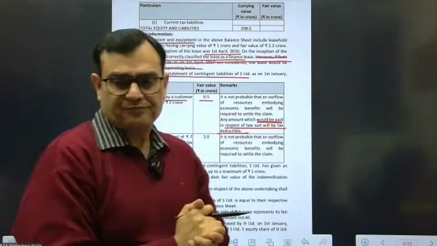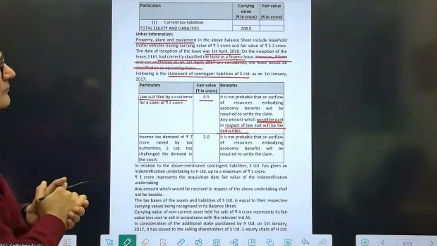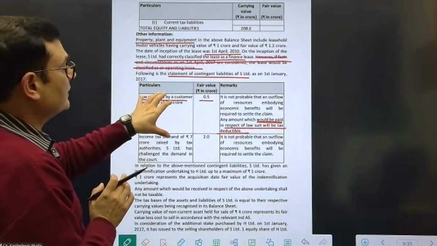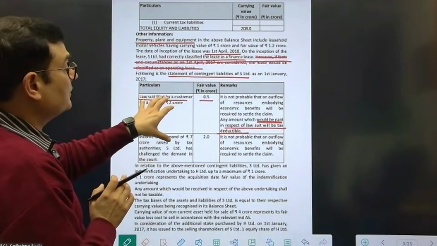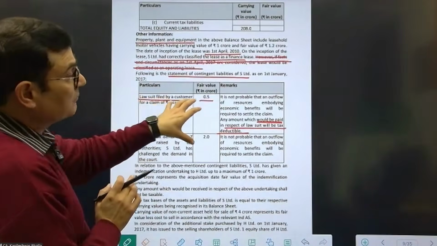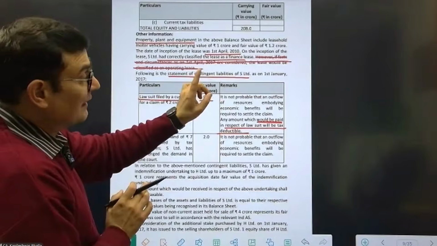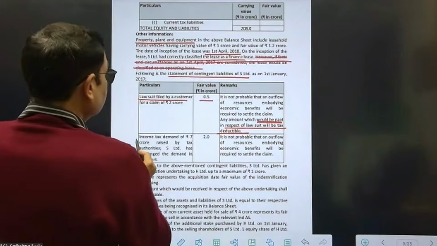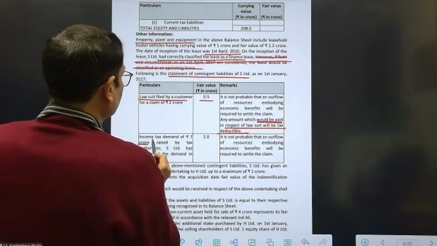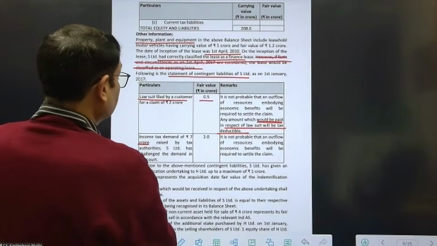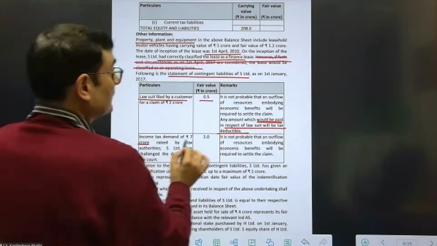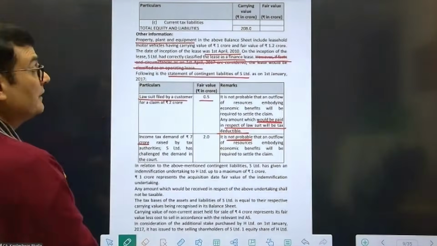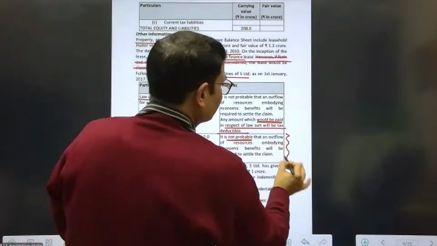Yes, sir. Yes, because you're going to create a contingent liability as per accounting, but it's going to be deductible only when it is paid at a later date, so resulting in a deferred tax implication. Then he says income tax of 7 crores raised by the tax authorities challenged in the court. It is not probable that outflow of resources will be required. Does this make a difference that the probability of outflow is not there?